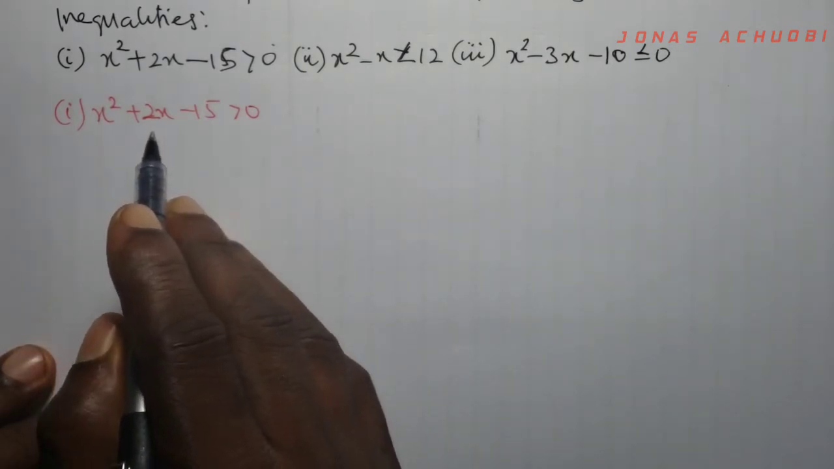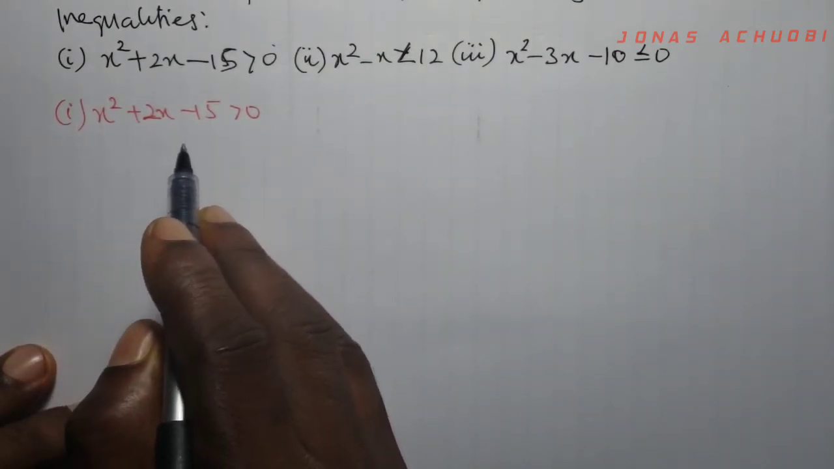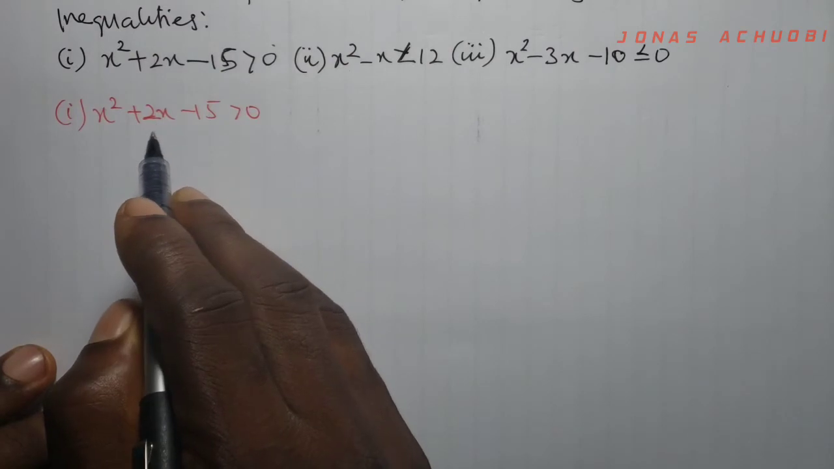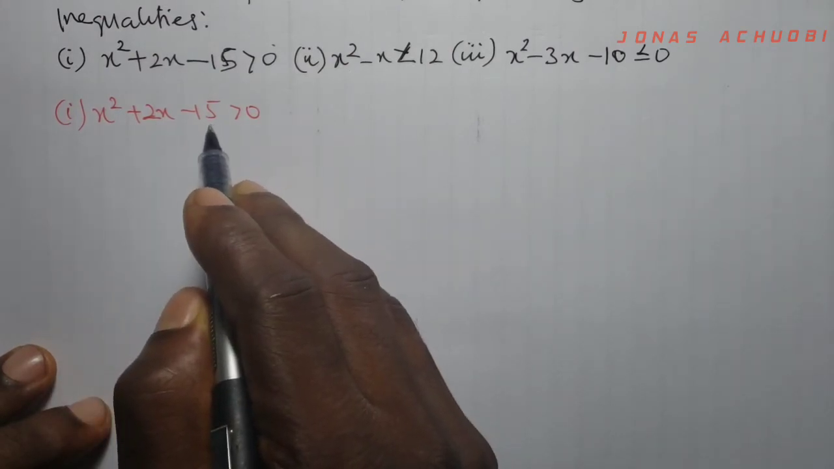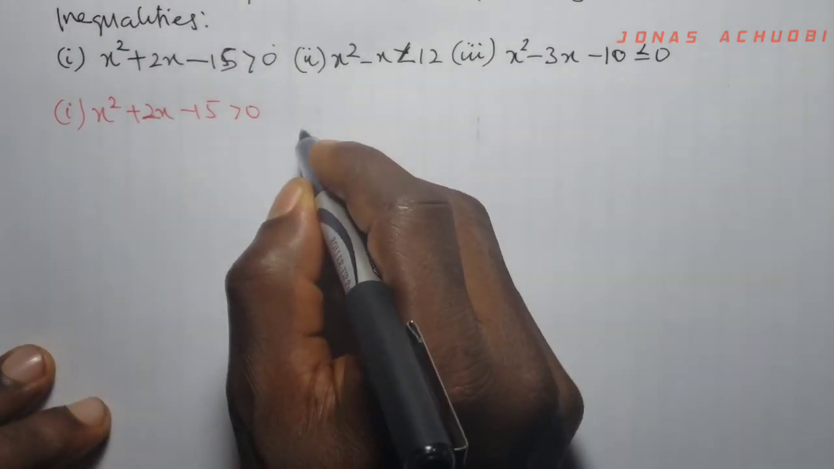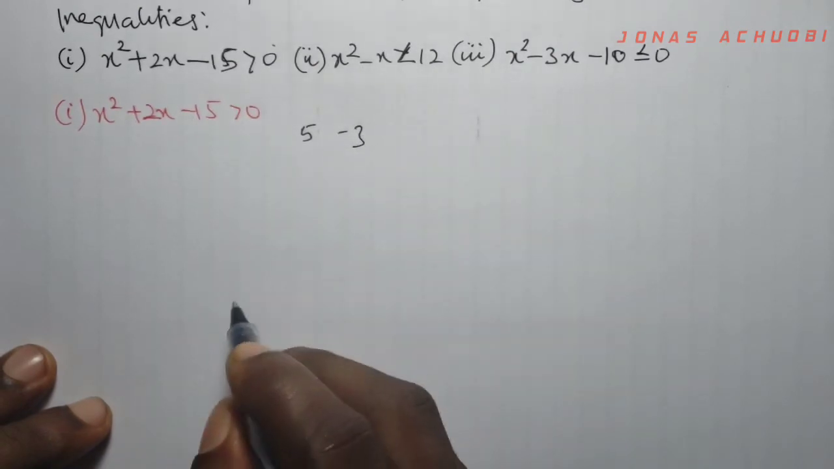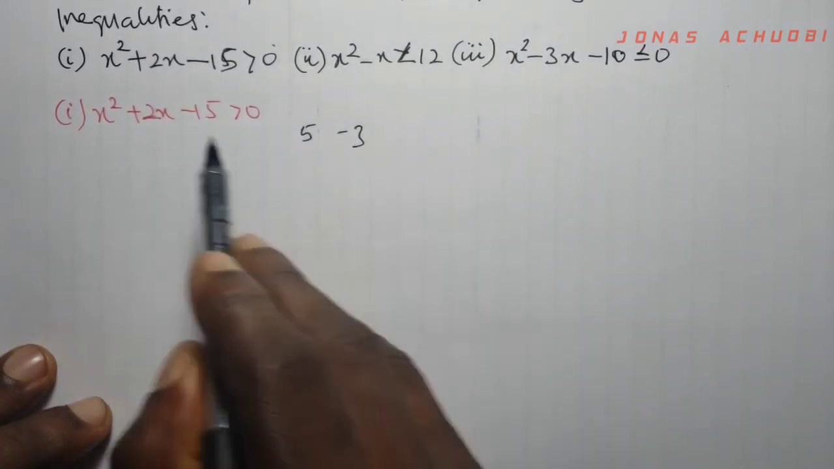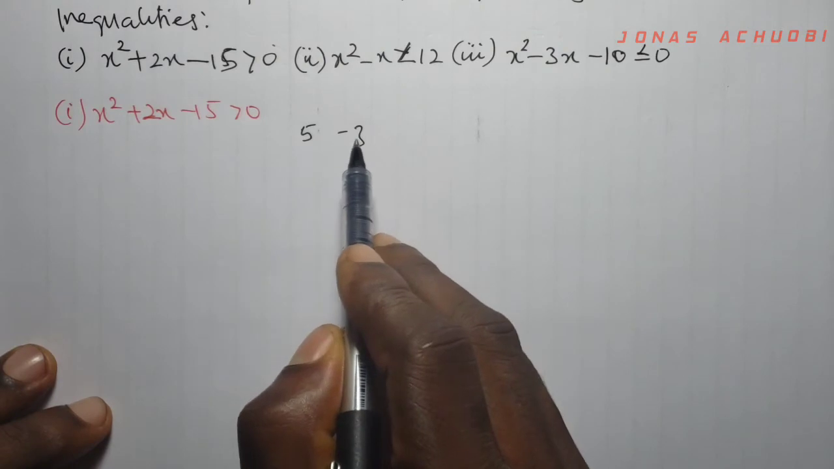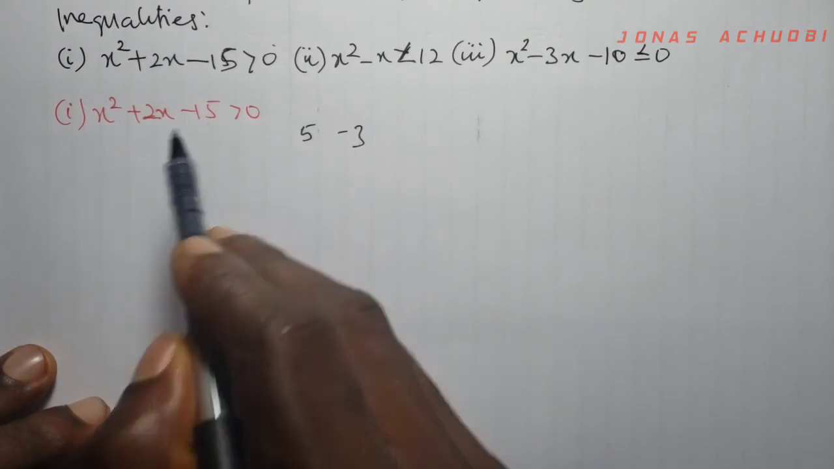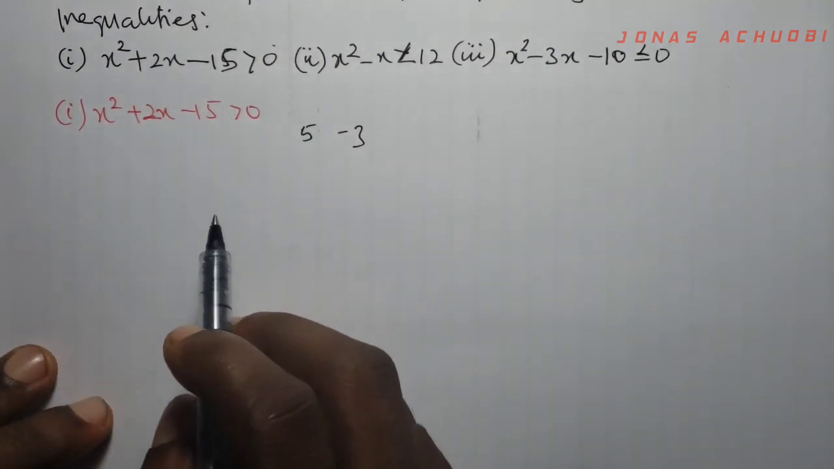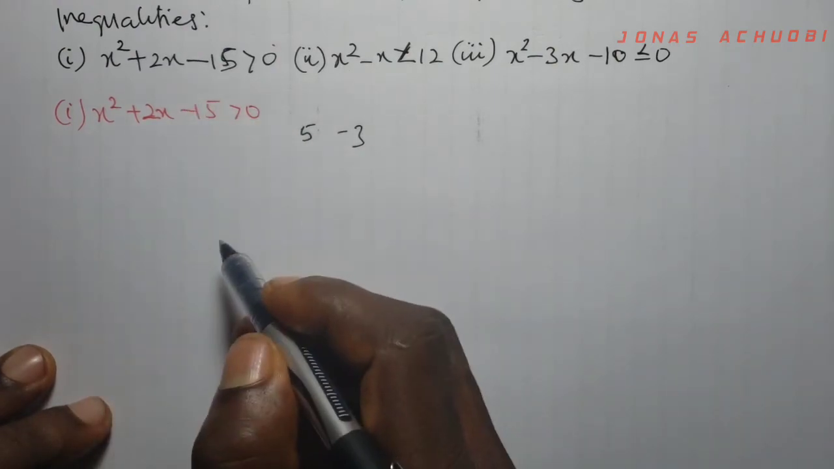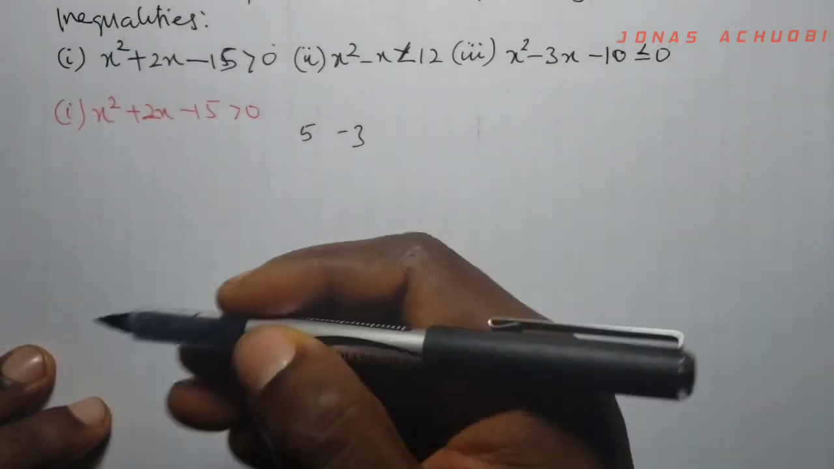So we'll now check. Do we have 2 numbers that can be added to get 2 and multiplied to get minus 15? Of course we have. And the numbers are what? 5 and minus 3. Because 5 minus 3 is 2, and 5 times minus 3 is minus 15. Therefore, our problem can be factored. So we go ahead and solve as we would have solved our normal quadratic equation.